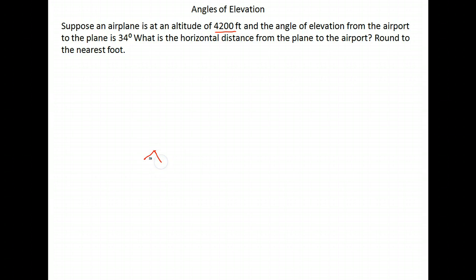Okay, so I'm just going to make some really terrible drawings. Here's an airport, and up in the air is an airplane. Suppose the airplane is at an altitude of 4,200 feet. That means its distance above the ground is 4,200 feet. The angle of elevation from the airport to the plane means if you draw a line from the airport looking up to the plane, we have a horizontal line here and we are opening upward. That angle is 34 degrees.